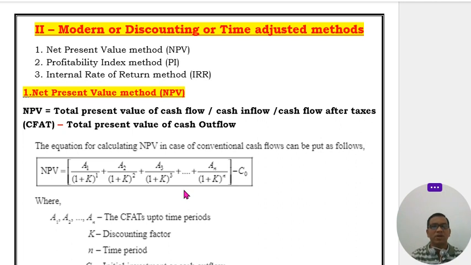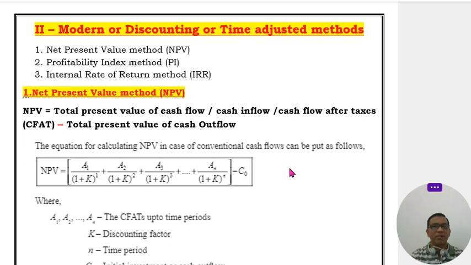In the first video, I explained in detail about capital budgeting methods, the traditional methods, and the payback period. In the second video, I explained another traditional method, that is ARR, accounting rate of return or average rate of return method. And now today, in this third video of the series, I am going to explain in detail about the modern techniques, also known as discounted or time adjusted methods.